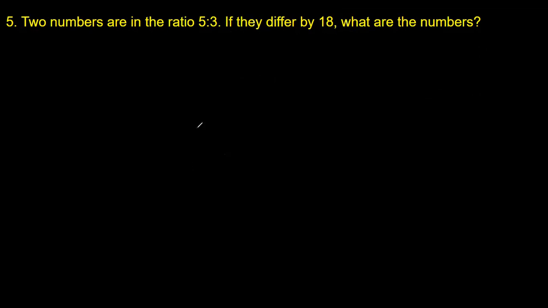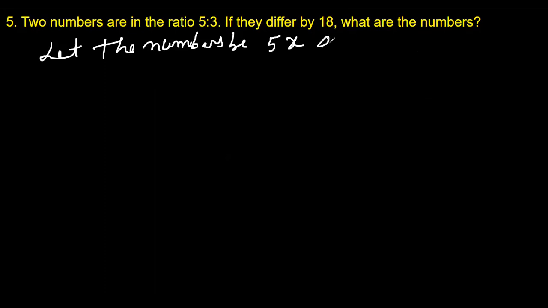But how would we do it using algebra? Since the numbers are given in ratio 5:3, we'll say let the numbers be 5x and 3x. You like this method because this will take less effort, especially when the numbers are very large or complicated. So this method is always good.